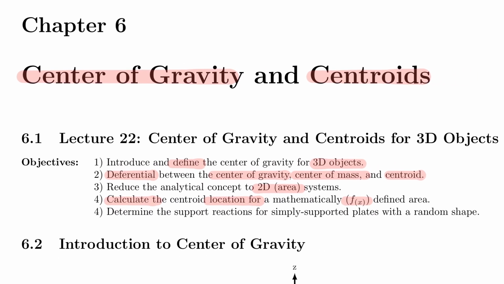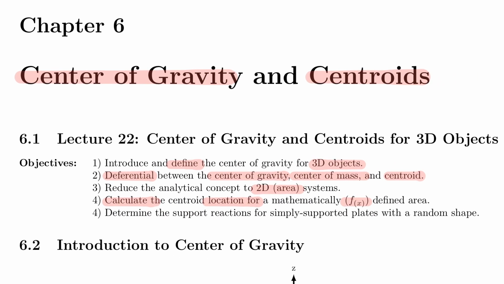And then our ultimate goal is to actually determine support reactions of a simply supported plate with a random shape. And the random shape here goes back to the function f of x, and that's why we first talk about that.